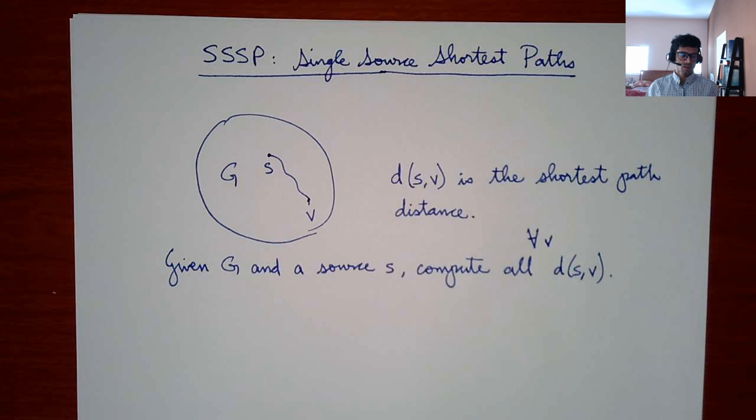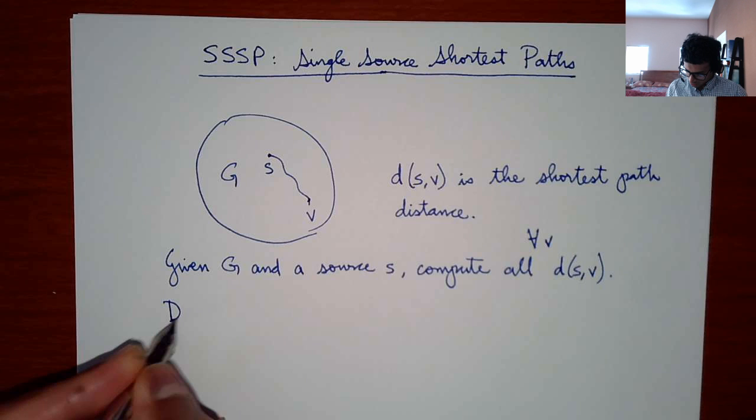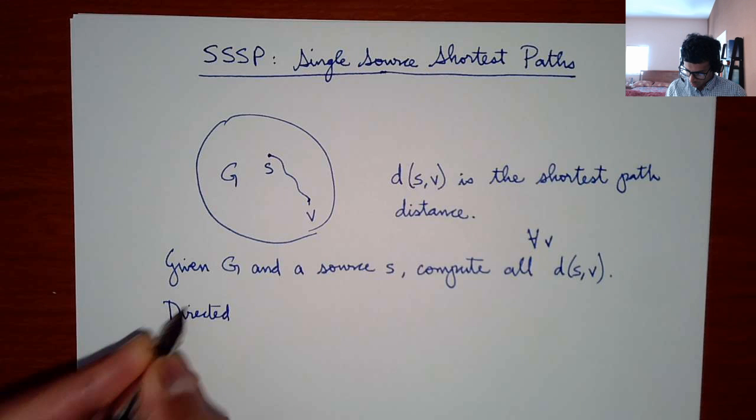There's also something known as APSP, which is all pair shortest path, which is to get the distances between all pairs. And sometimes there's just a single distance problem. Given S and V, just get the distance between S and V. So we will look at the single source shortest path problem. In this context, it's best to think of directed weighted graphs.